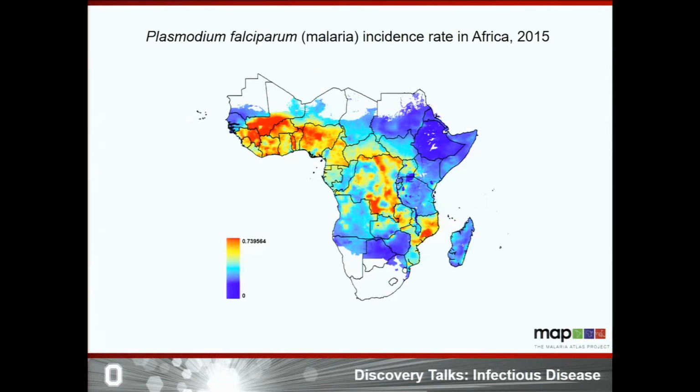This is a heat map of Plasmodium falciparum, which is the most common type of malaria in sub-Saharan Africa. The red areas indicate that 3 out of 4 people get malaria in these areas every year, where the blue areas indicate 1 out of 10 people get malaria in these areas every year. You can see the higher rates of incidence are located in West Africa and throughout Central Africa.